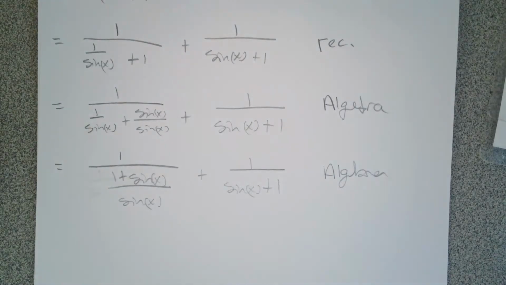Did you square it? I didn't square it, right? I rewrote 1 as sine over sine so that I could have a common denominator. And now when I add fractions, since I have a common denominator, I have 1 over sine plus sine over sine. So I can just do 1 plus sine over sine, right? Just add them together.